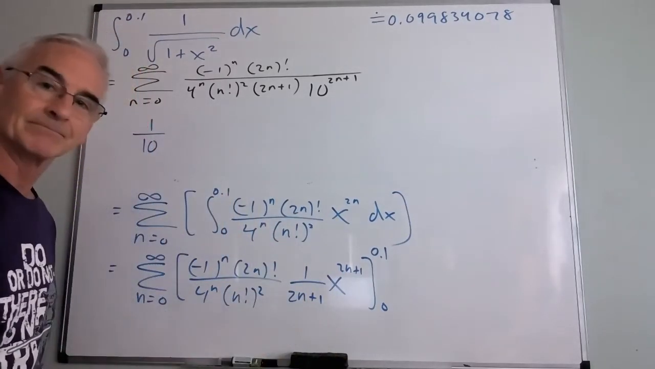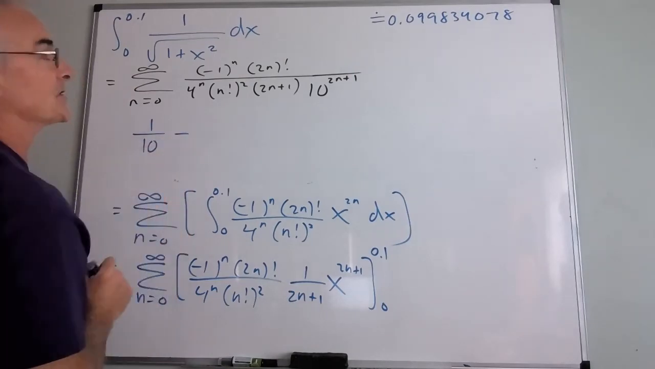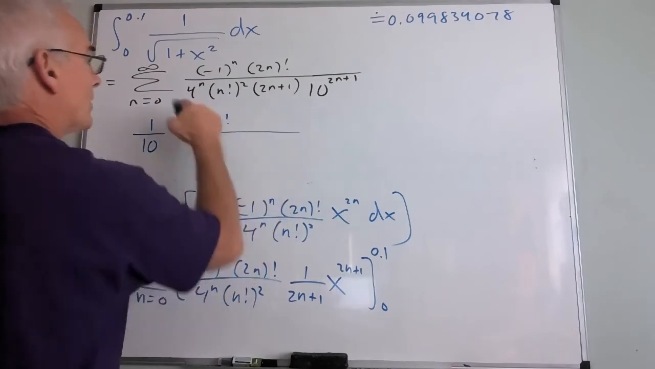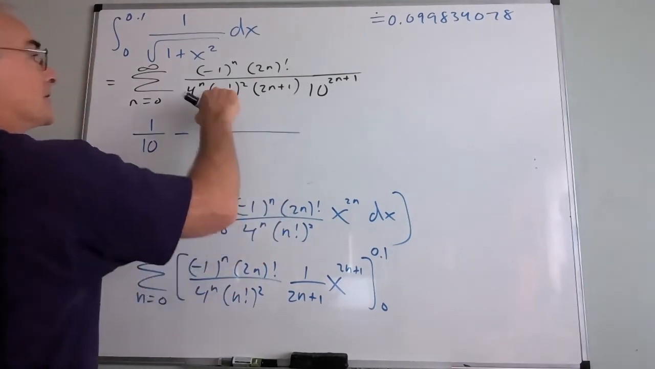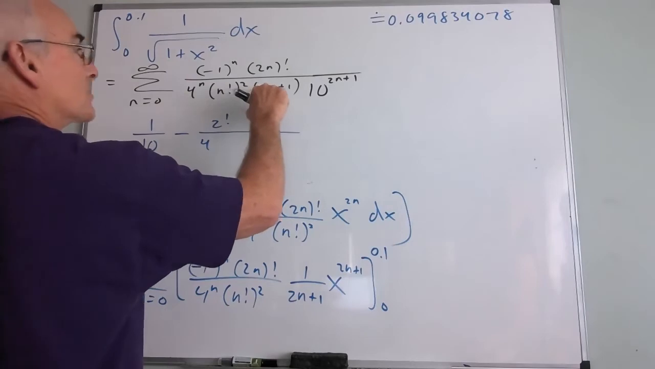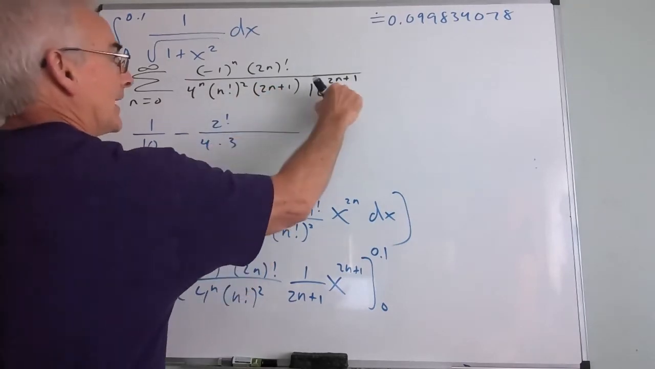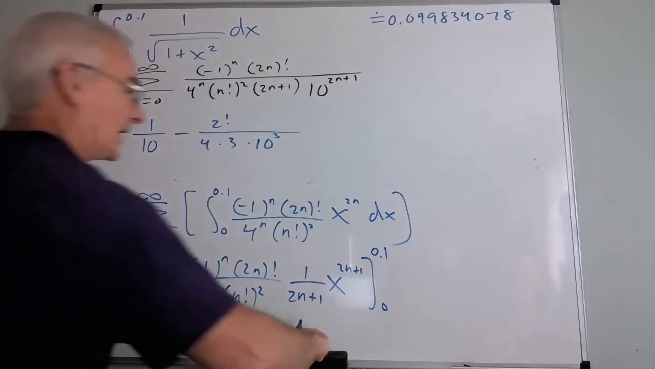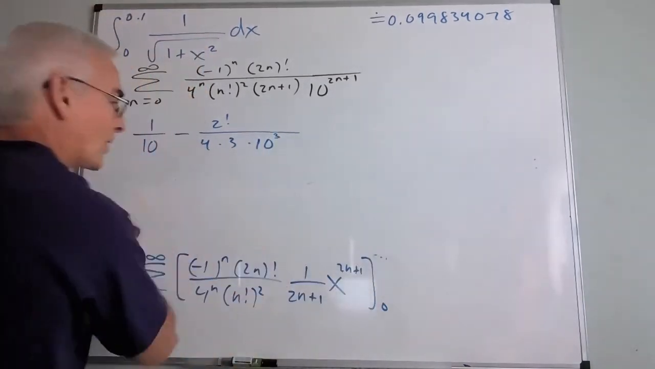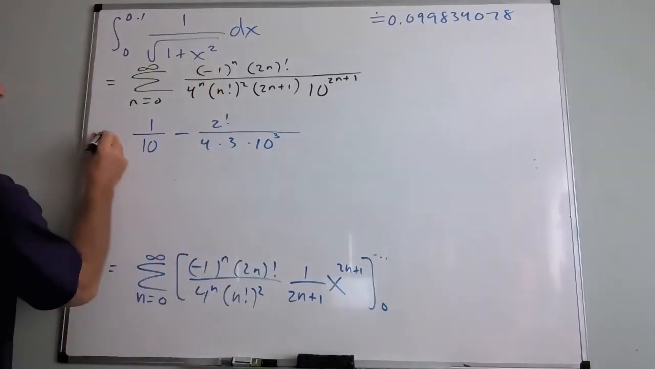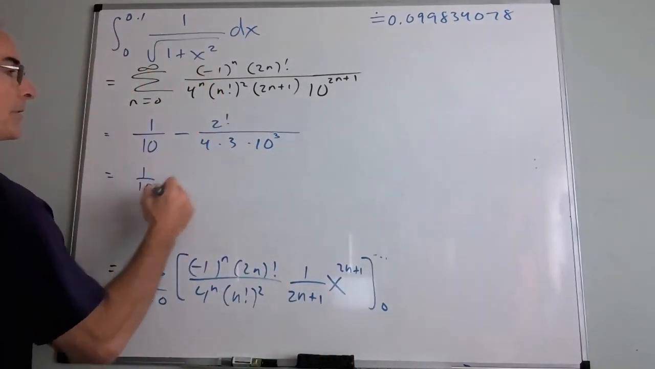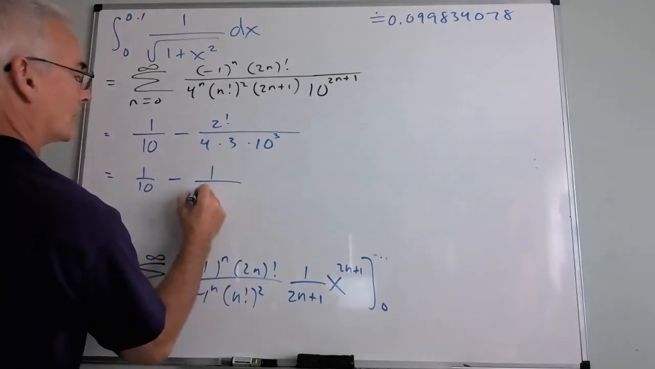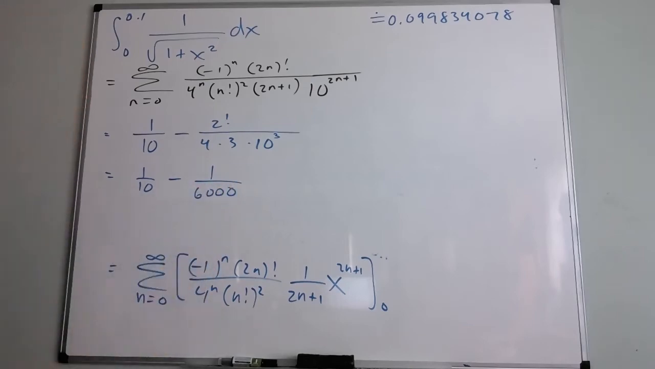Okay. Next term, minus. Now n is a 1. On top, I have a 2 factorial. On the bottom, I'd have 4. N is a 1, so that's still a 1. N is a 1, so that's times 3. N is a 1, so that's times 10 cubed. Okay, I'm going to erase this now. So what I have so far is 1/10, I believe that would be minus 1 over 6,000.